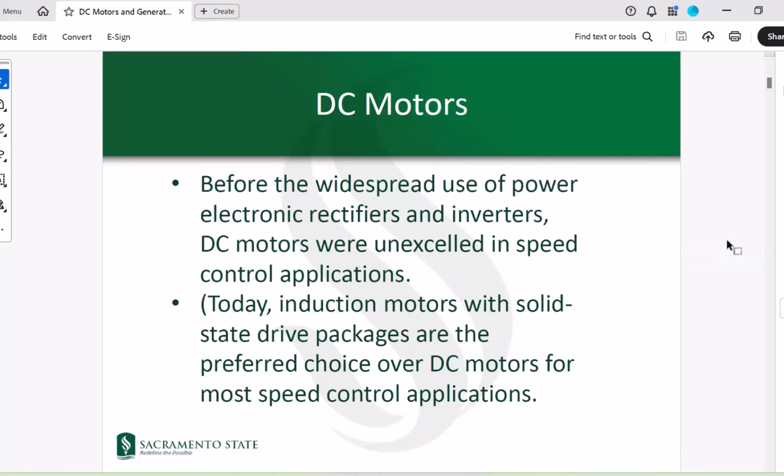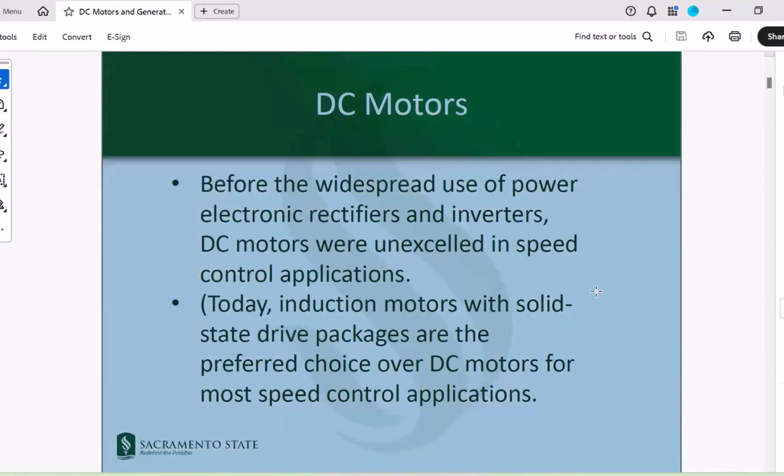So a little bit on DC motors. The background: before the widespread use of power electronic rectifiers and inverters, or power electronic converters in general, DC motors were unexcelled in speed control applications. Today, however, induction motors with solid-state drive packages are a preferred choice over DC motors.